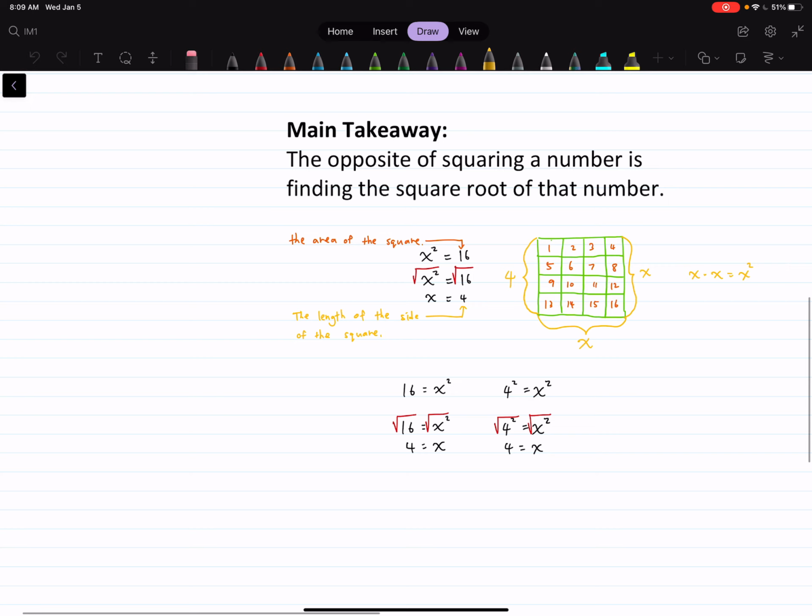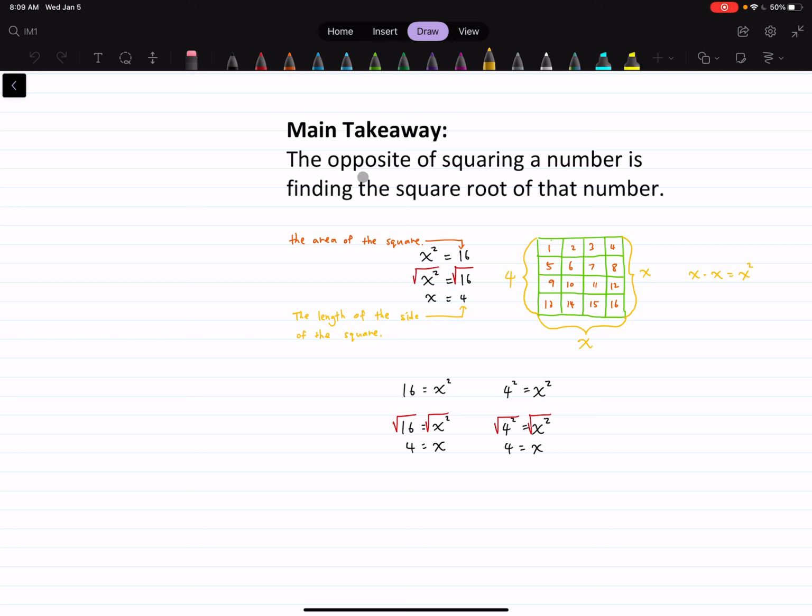So when we find the square root of this area of a square, which is 16, we're actually getting the length of the square. And the reason why we do it to both sides is because if I take the square root on one side, I have to do the square root on the other side. Remember to keep the equation balanced. And so as you can see, the square root of 16 is 4. And when you take the square root of x squared, you actually just get the length, which is x. It cancels the 2. So this 2 gets canceled out by the square root.